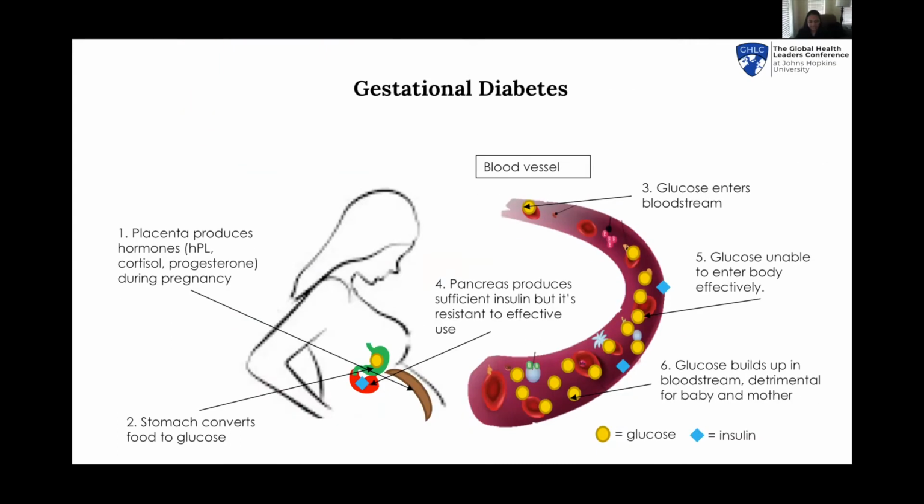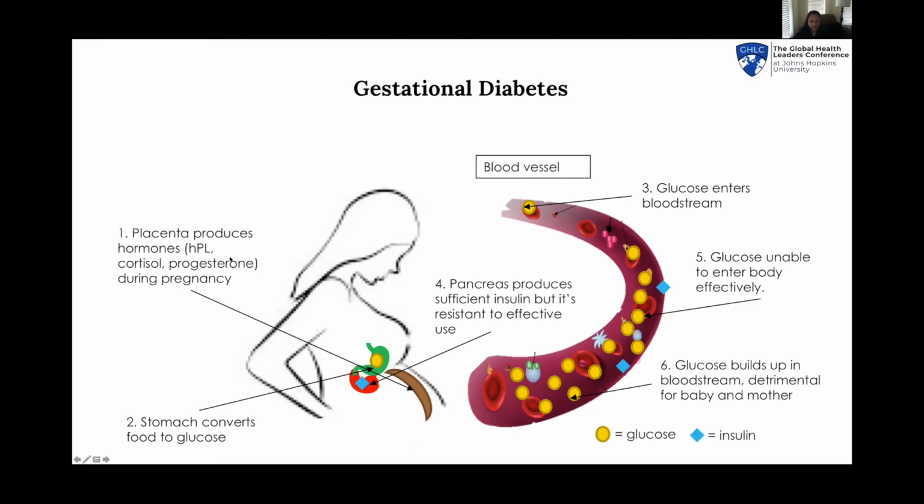And lastly, here's a diagram depicting gestational diabetes. Gestational diabetes is unique as it is only found in pregnant women. It is caused when the placenta interferes with signals insulin induces. So the placenta is an organ that develops during pregnancy to nourish the fetus.